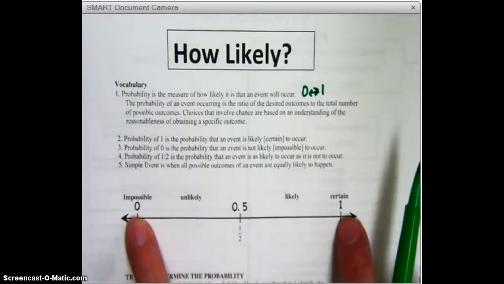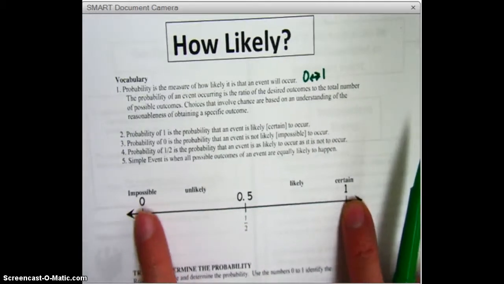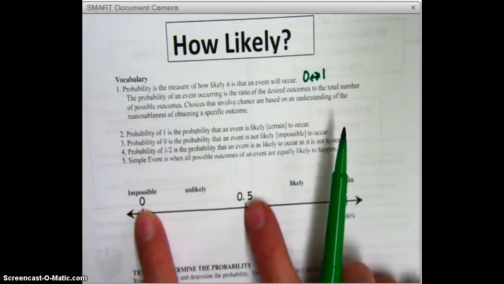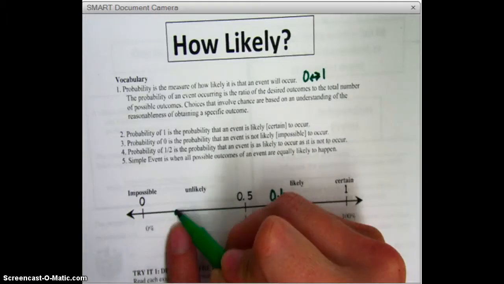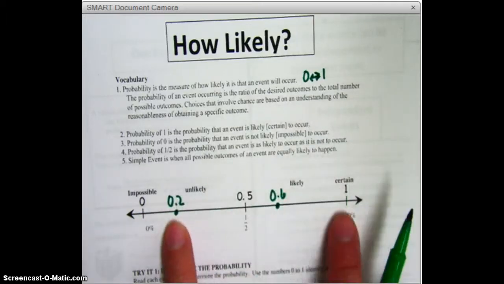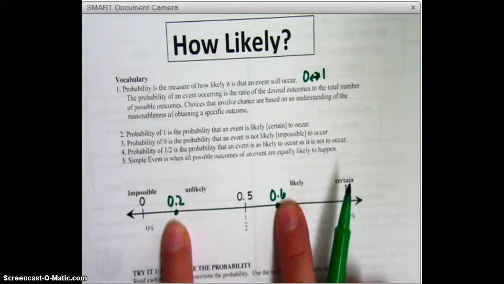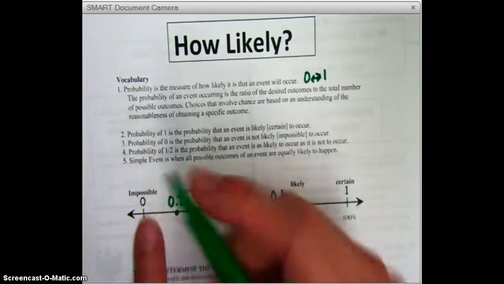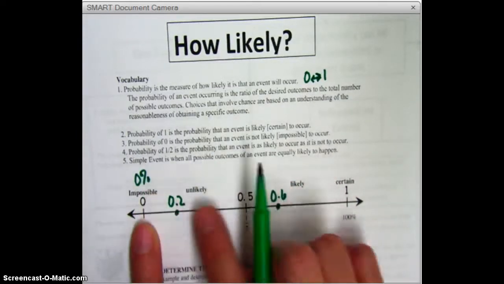But 0 and 1 is not talking about the percentages, it's talking about the decimals. So between 0 and 1 on the number line, you have 0.5, you also have like 0.6. Over here you have 0.2. So instead of saying that you have a 1 chance or a 0.6 chance, we usually express probability as a percentage. So we all understand that 0 would be a 0% chance, which is impossible.